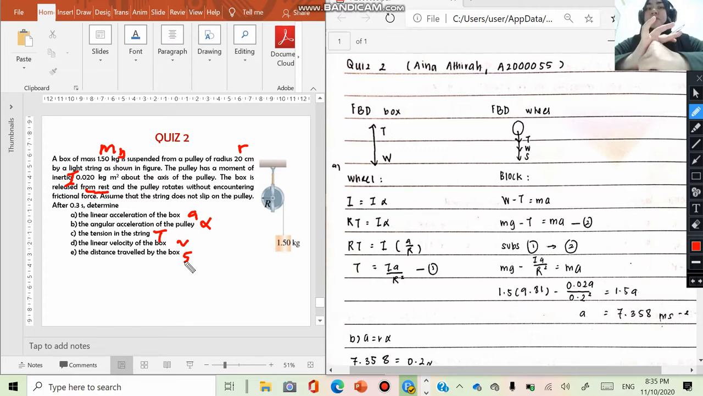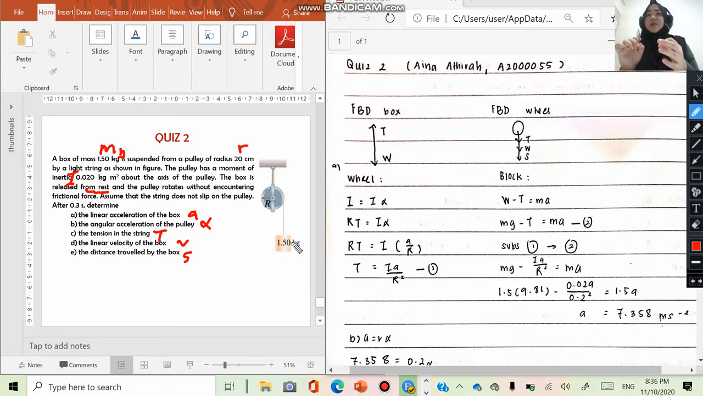Okay, awak baca soalan ni, oh ini bukannya pasal the box only. Dia related to the pulley. Kalau LU3 tajuk linear kinematic, awak hanya fokus on the box sahaja, betul? This box. Okay, and then awak tengok dia punya tension, acceleration of the box.